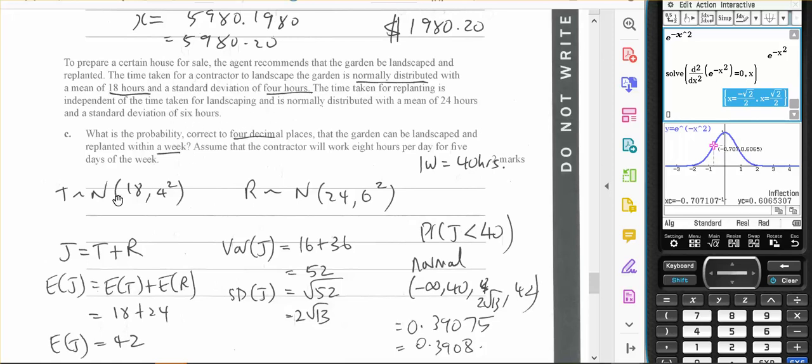To the next question, we have a job, they need to work as do some T stands for landscaping and replanting. So we've got a landscaper and we've got a replanter. So I don't know why I've used T. Time for landscaping maybe is 18 and 4 squared, and the time for replanting is 24. We are interested in doing both landscaping and replanting.